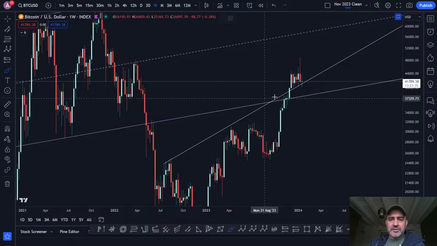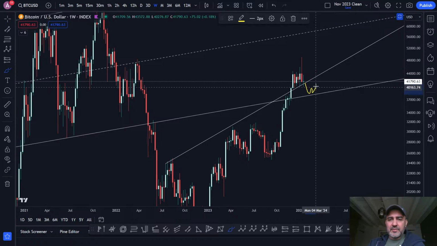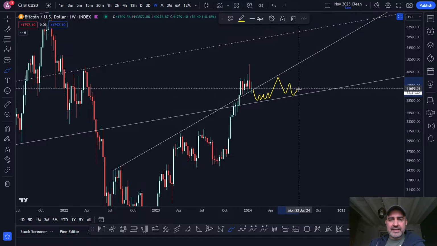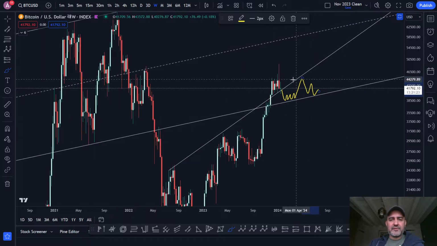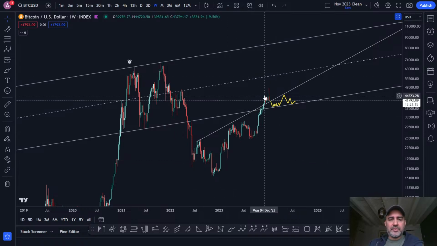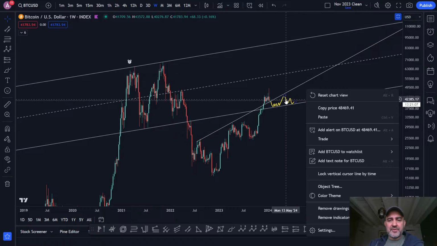Do we go down here, form a little bit of a support, come back up, and then I'm kind of contemplating an ABC here, like a flat correction on Bitcoin for a move up, and this is the one, and then I'm contemplating a flat 2, and I don't know how long it will last at the moment.